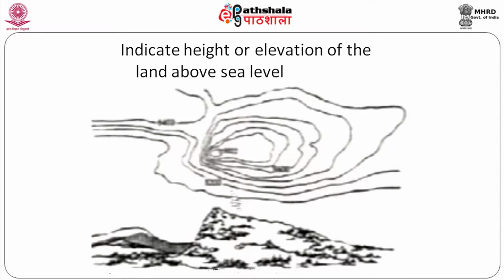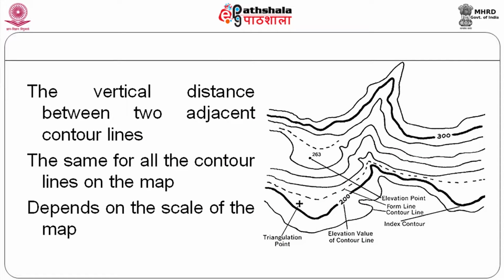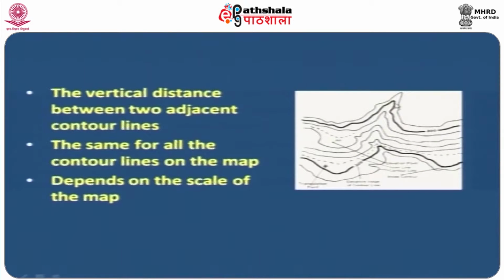What does the contour indicate? As I told you, points of height or elevation of the land above MSL, or mean sea level. You have to bear that in mind. You should be in a position to measure the vertical distance between two contours, indicating the steepness. That will be the same for all contour lines on the map, and of course it also depends on the scale of the map. The larger the scale, the distance will be more, but the smaller the scale, the distance will be less. If you want to know the steepness of any given terrain, you should know this distance.